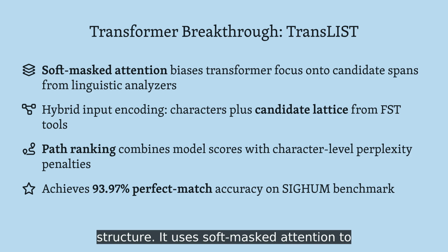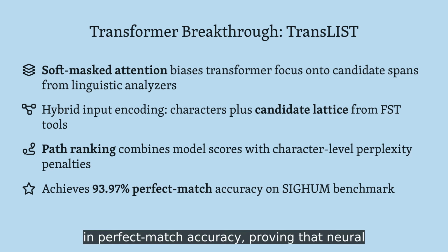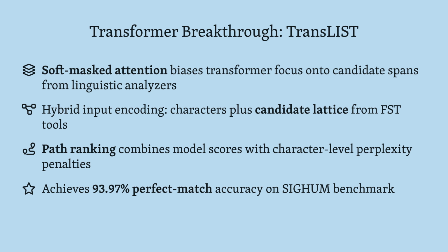Translis represents the state-of-the-art by marrying transformers with linguistic structure. It uses soft masked attention to guide the model towards spans suggested by classical tools, then ranks all valid paths through that lattice. This architecture gained over 7 percentage points in perfect match accuracy, proving that neural power plus linguistic inductive bias beats either alone.